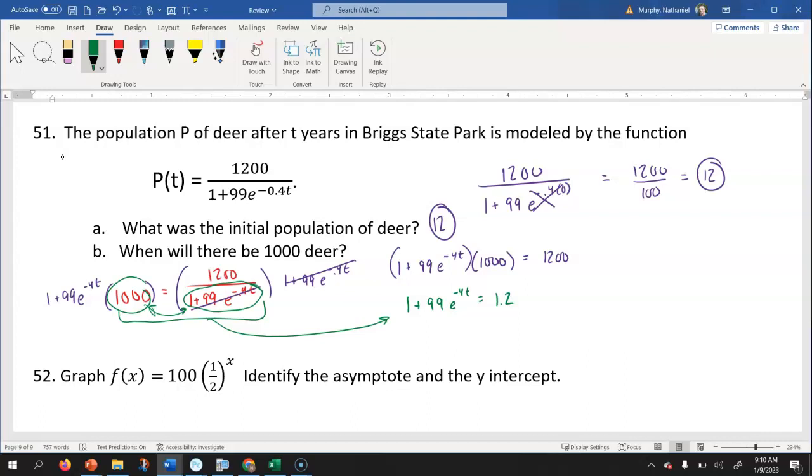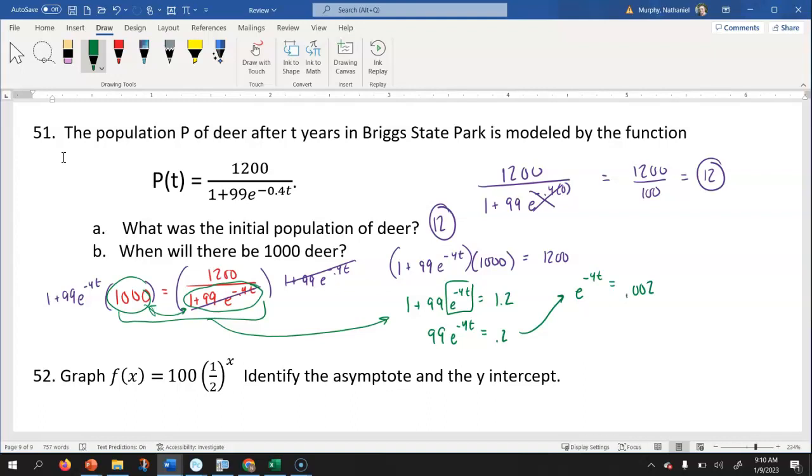All right, so now I want to solve this for t. I want to get the base by itself. So I'm going to start by subtracting 1 from both sides. So I'd have 99e to the negative 0.4t equals 0.2. And now I'm going to divide both sides by 99. When I do that, 0.2 divided by 99 would be 0.002 approximately.